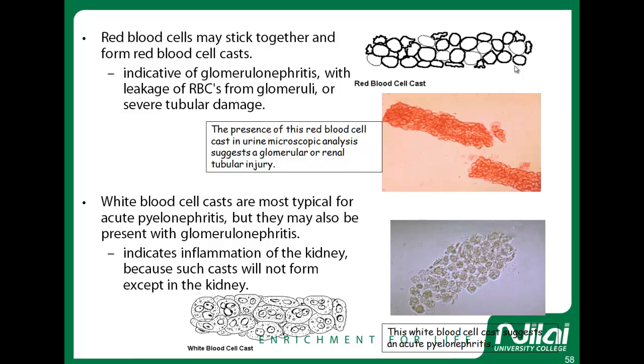RBCs may stick together and form red blood cell casts, indicative of glomerulonephritis. With leakage of RBCs from glomeruli or severe tubular damage, the presence of red blood cell casts in urine on microscopic analysis suggests glomerular or renal tubular injury. White blood cell casts are most typical for acute pyelonephritis, but they may also be present with glomerulonephritis. They indicate the kidney as the site of origin, because casts will not form except in the kidney.